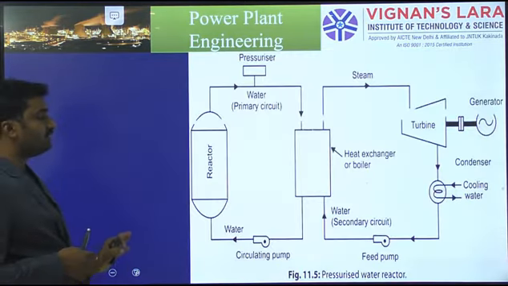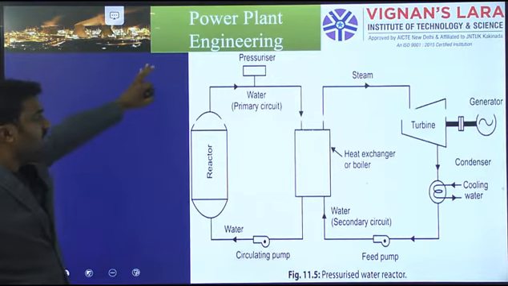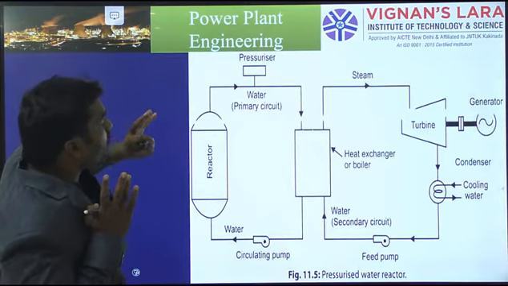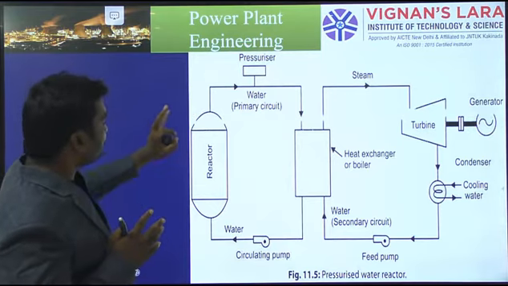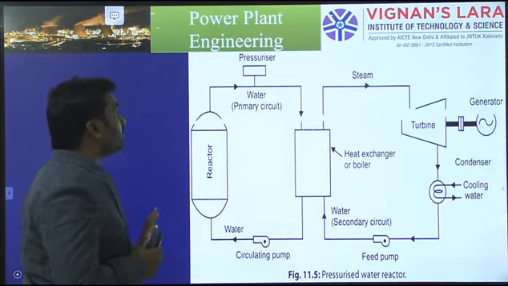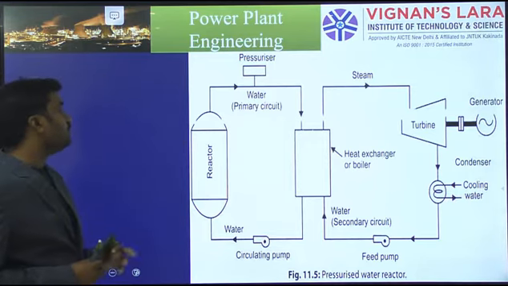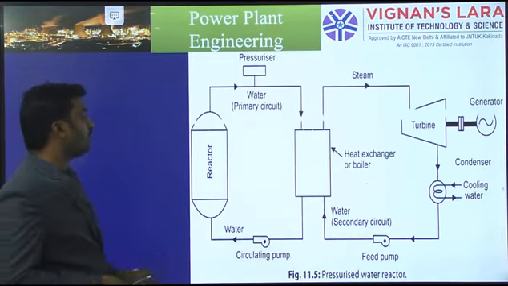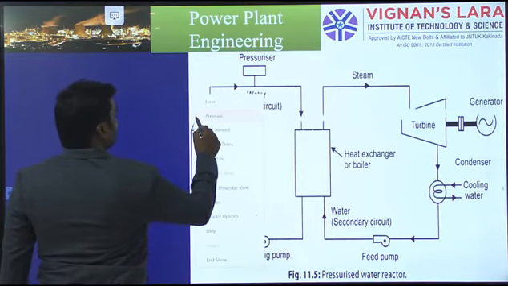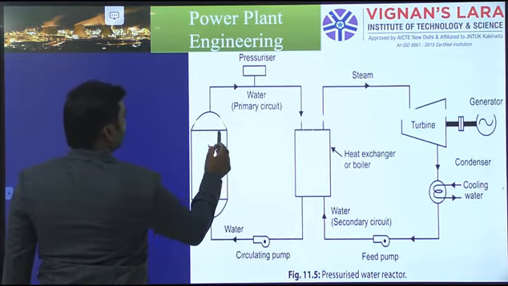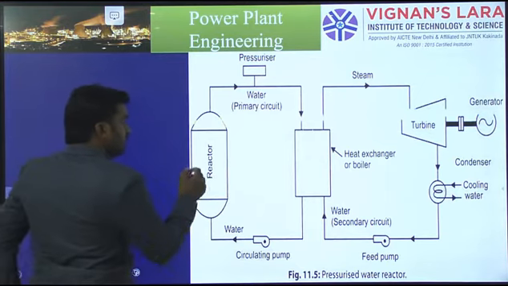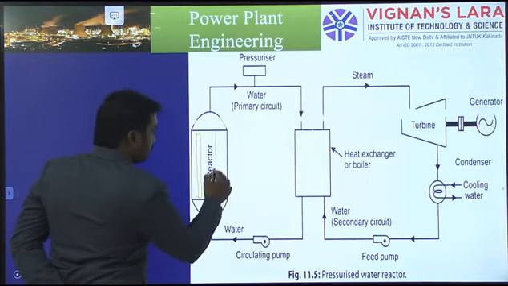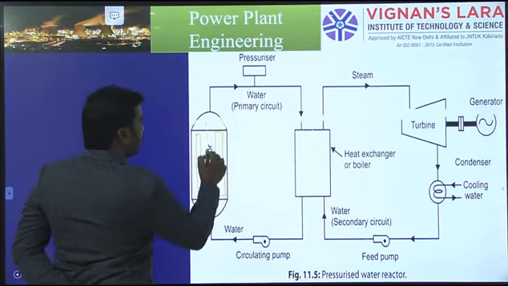So what is the layout of a pressurized water reactor? See here, this is the reactor vessel. The entire working principle of a nuclear power station is explained by this schematic diagram. So what are the main important components of a pressurized water reactor? The main important component is the reactor vessel, in any nuclear power plant. So this is the reactor vessel. What do we generally have in this reactor vessel? We have the fuel rods, and in between the fuel rods we have control rods.